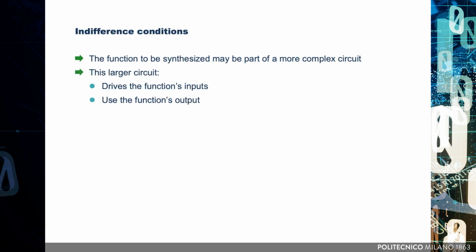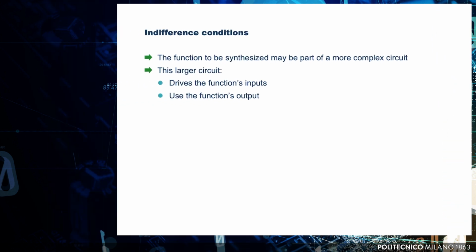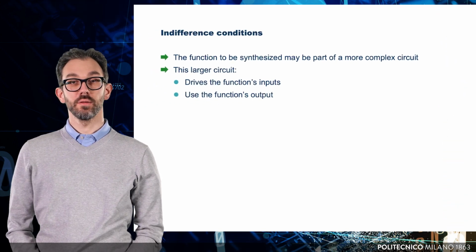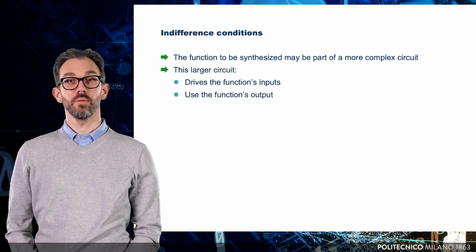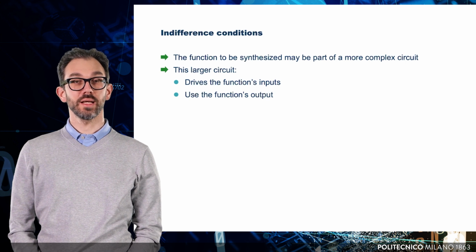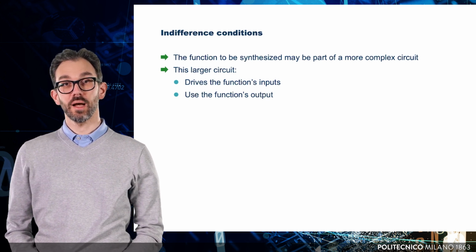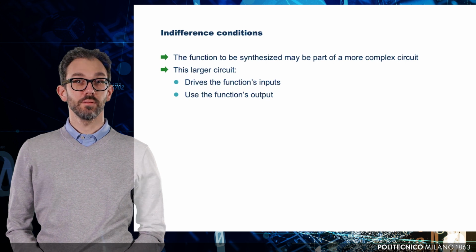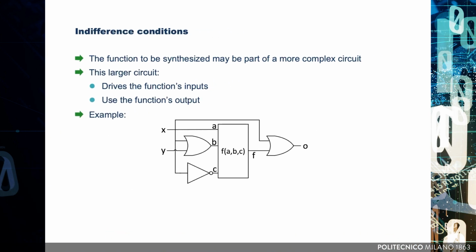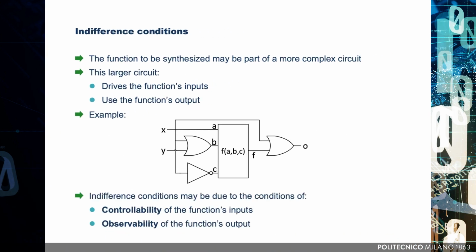Let's take a moment to analyze the causes that lead to the generation of a don't care condition. Typically, the function to be synthesized is part of a larger circuit that provides its inputs through upstream logic and utilizes its outputs in downstream logic. Here is an example. The don't care conditions arise due to the controllability and observability of the considered function by the upstream and downstream circuits, respectively.